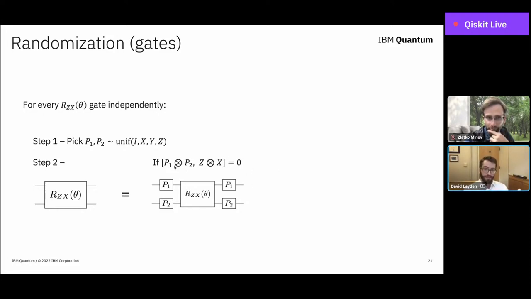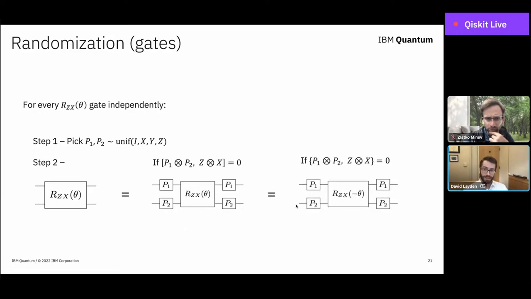If they commuted with ZX, we did this circuit here. And if instead they anti-commuted, we did this other circuit to the right, where everything looks the same, but in order to realize the same unitary, you have to flip the sign of this rotation angle theta. And so the net effect of this is to effectively twirl away any asymmetry in the noise on these two-qubit gates. And with both the randomization in the gates and the readout, we were able to remove any detectable asymmetry in our device noise as required by the algorithm.